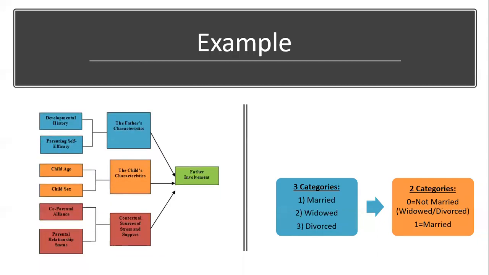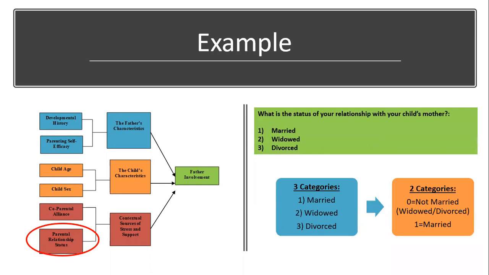So here's an example from my own work. In this study, I sought to understand those factors that best predict a father's involvement with his children. In my survey, I asked participants the following question: what is the status of your relationship with your child's mother? The original categories associated with this variable included married, widowed, and divorced. However, for the purposes of analysis, I manipulated the data in order to create a dummy variable.